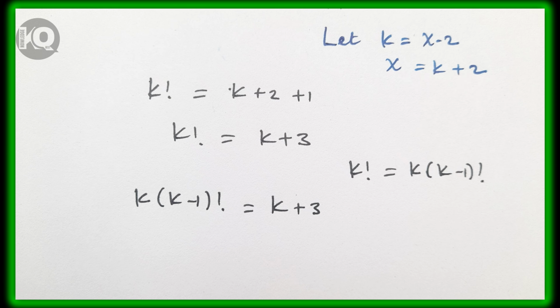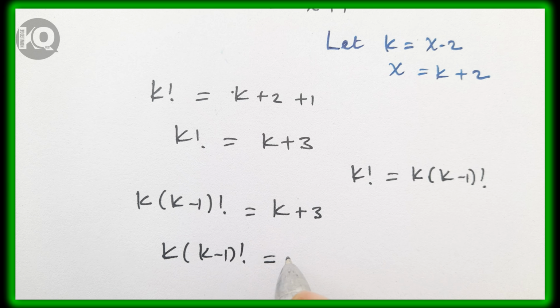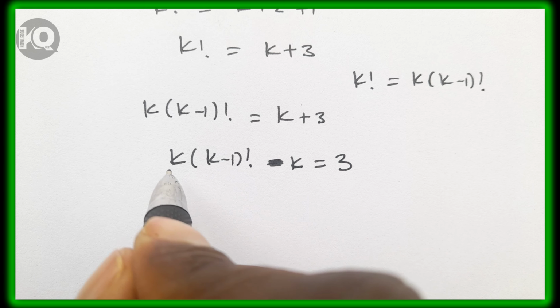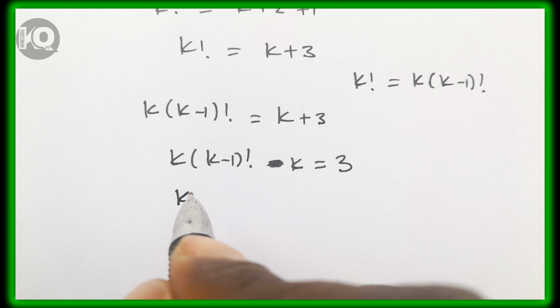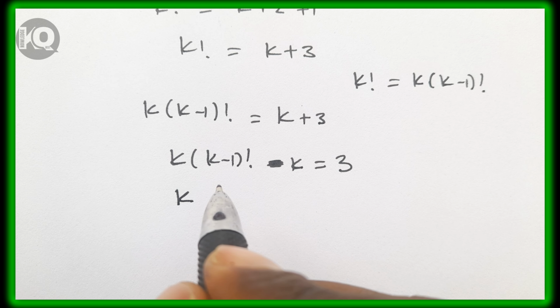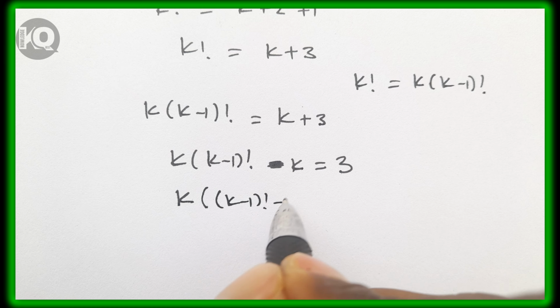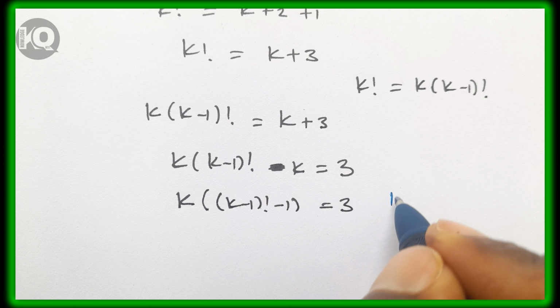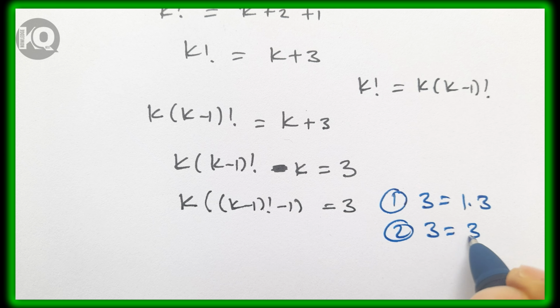So let's rearrange the equation. It will be k times k minus 1 factorial equal to k plus 3. Bringing k to the left-hand side, we have the common term k, so let's factor out k. It will be k times k minus 1 factorial minus 1, which is equal to 3. So now we have two possibilities. Possibility 1, 3 can be 1 times 3, and possibility 2, 3 can be 3 times 1.